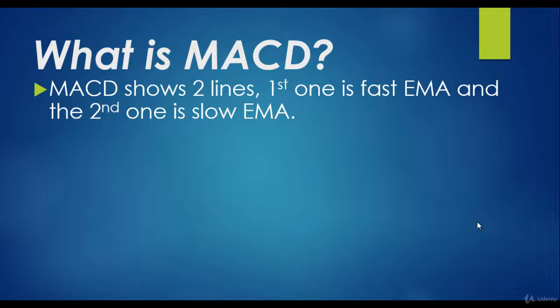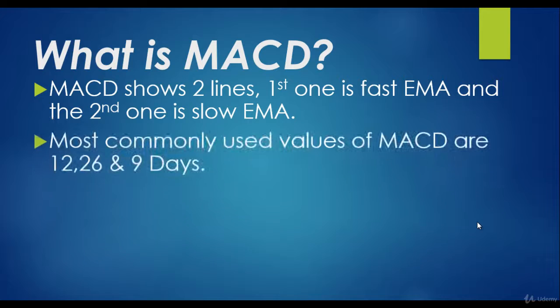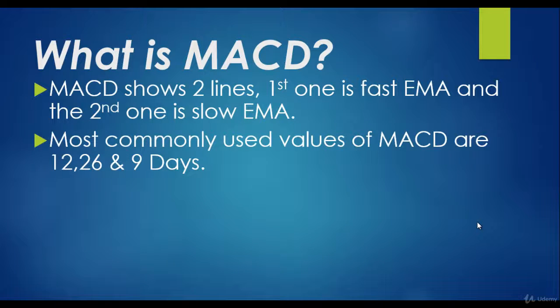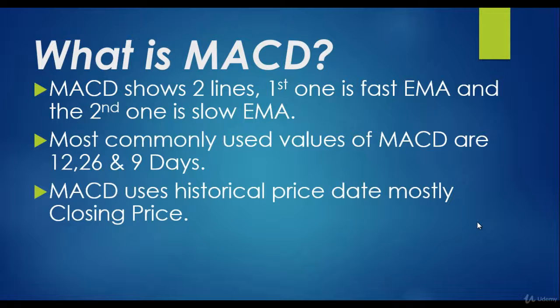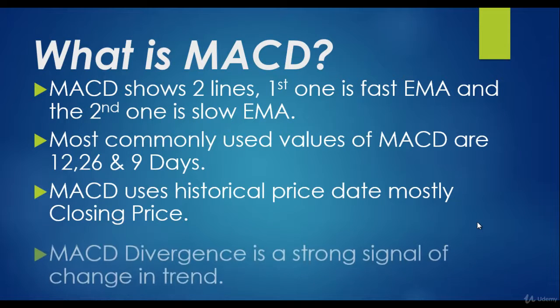And in MACD, the first line is extremely fast. It's the short-term fast movement. And the second line is the long-term slow movement. So you can see both the trends, the long-term and the short-term. Most commonly used values of MACD are 12, 26, and 9 days. MACD uses historical price data, mostly closing price.